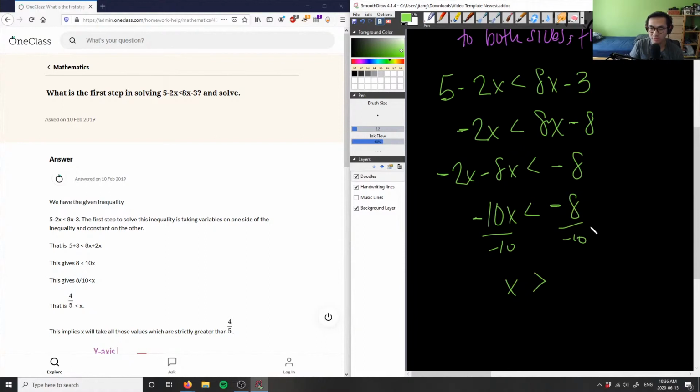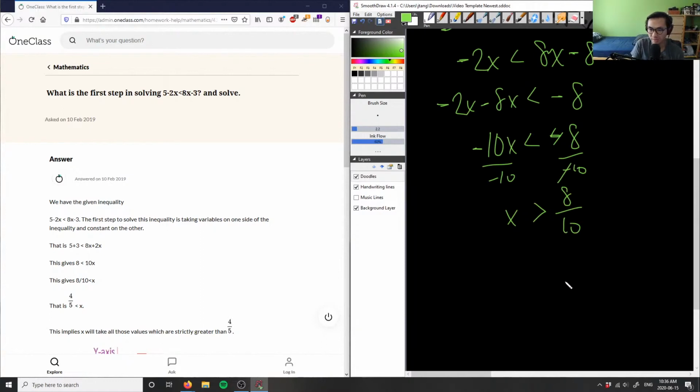So we have -8 divided by -10. These cancel out, so I have 8 over 10. And again, I can reduce this fraction. x is greater than 8 over 10. I can reduce this into 4 over 5, because I can divide by 2 and divide by 2. 8 divided by 2 is 4, and 10 divided by 2 is 5. Therefore, we have x is greater than 4 over 5. And this here is our solution.